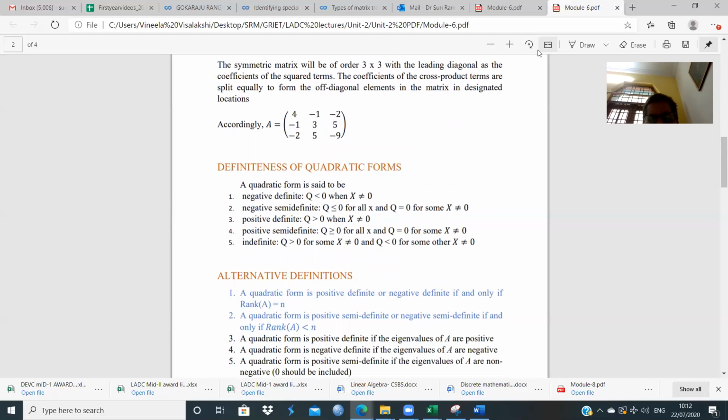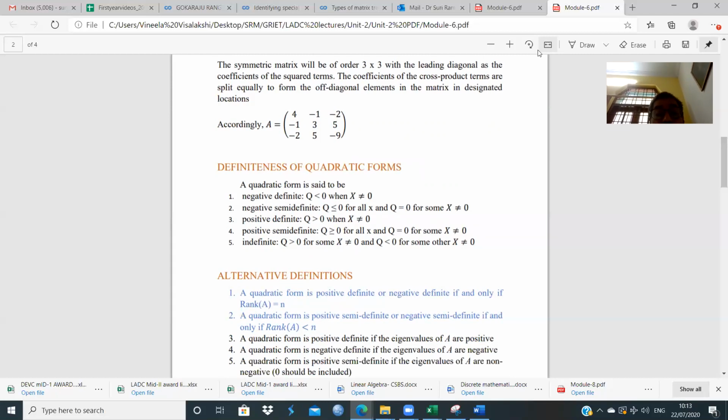Now, one of the important things we study in quadratic forms is the definiteness of a quadratic form. The definiteness of a quadratic form plays a very important role in function optimization, particularly multivariable function optimization problems. There are 5 definitions one has to be careful about: negative definite, negative semi-definite, positive definite, positive semi-definite, and indefinite quadratic forms. The theoretical definition is as follows.